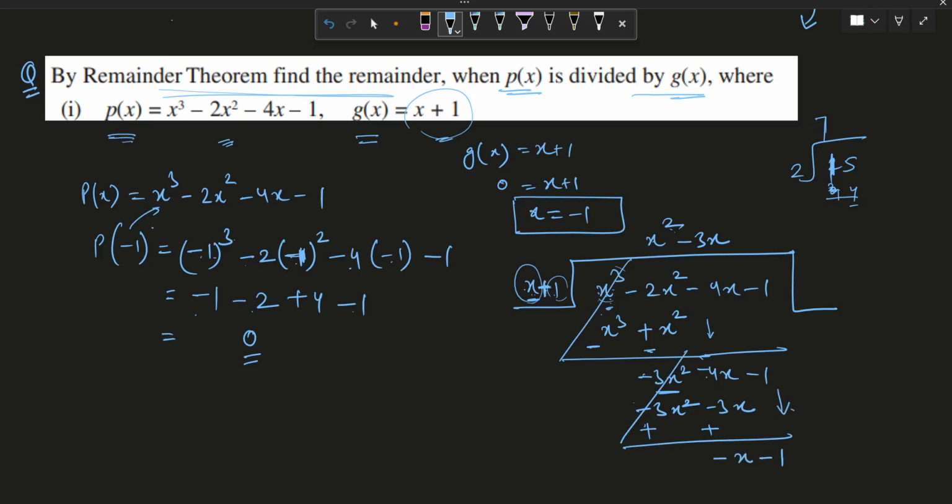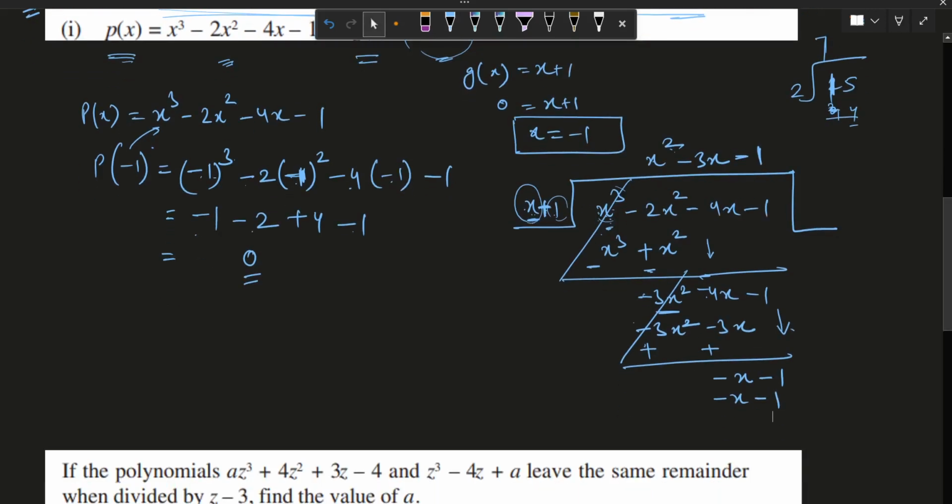I bring it down. Minus x minus 1, so I only have to multiply by minus 1 to make it minus x minus 1. And if I change this sign, it cancels and gives 0. So the remainder is coming here as 0. Sometimes you won't get 0, you will get some value also. Fine. I hope this part is clear, everyone.